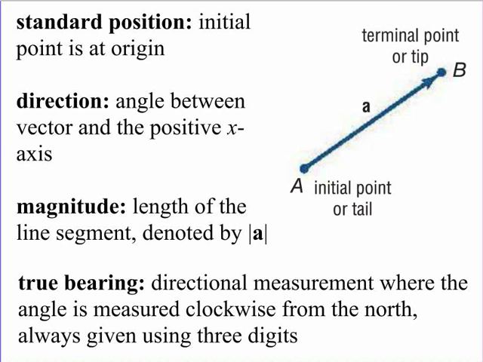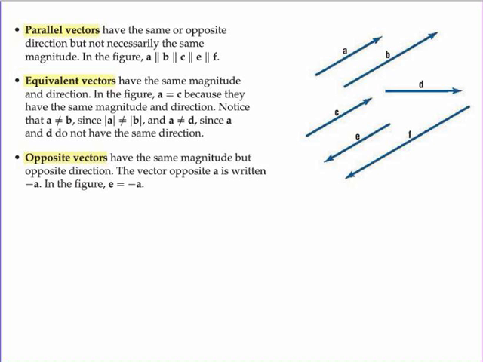I don't know if you necessarily need to write these down because these things should make sense. Parallel vectors have the same or opposite direction, but not necessarily the same magnitude. In the figure, A, B, C, E, and F are all parallel. They look like parallel lines, right? So those are parallel vectors. Equivalent vectors have the same magnitude and direction. Equivalent vectors in that diagram would be A and C. They are the exact same size, exact same direction.